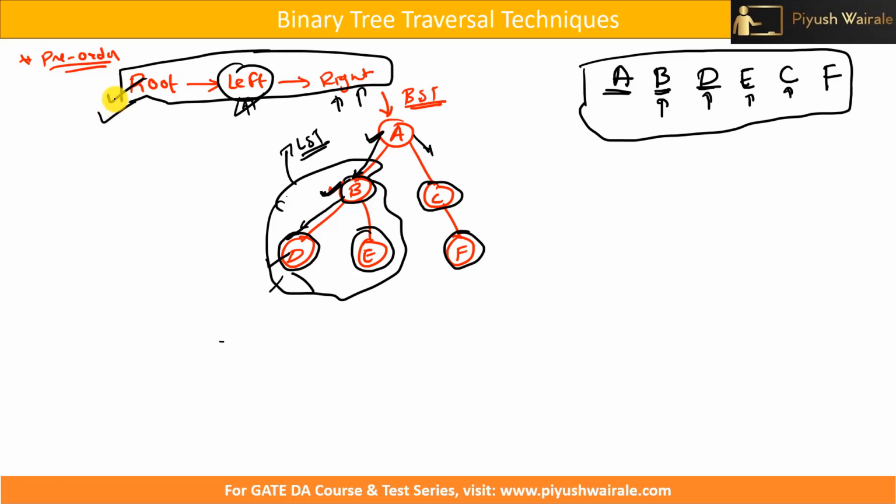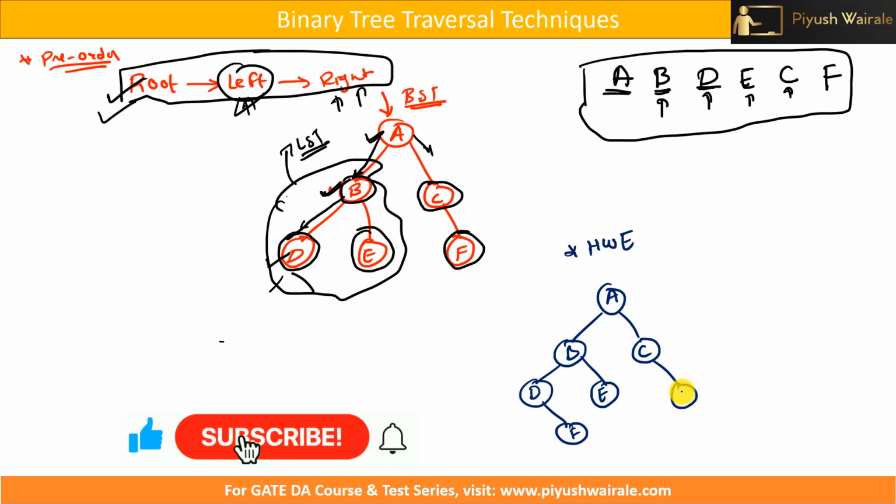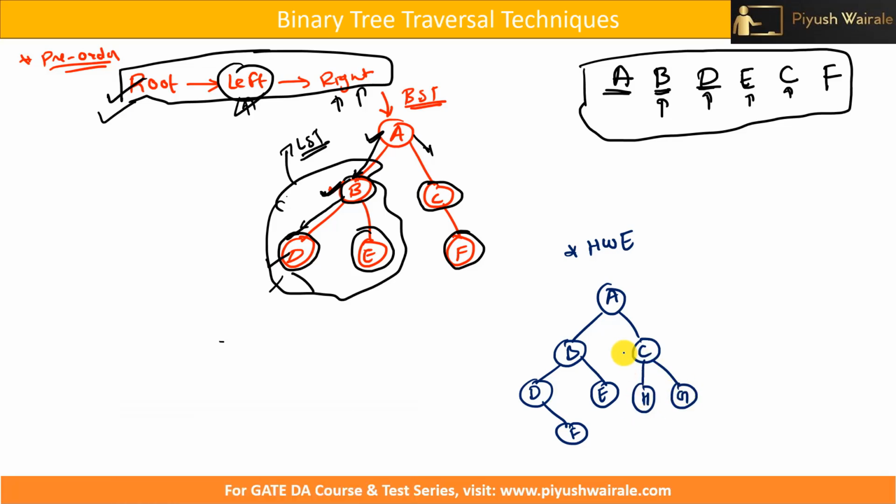There is one homework question for you based on this particular pre-order technique. Homework question: you have to comment your answer below. I have a node A, having two children B and C like this. Then I have D, then I have E. Similarly, I have F here, and this is basically G and H. So for this particular tree, you have to tell me the pre-order traversal sequence. This is your homework question. So please comment your answer below.